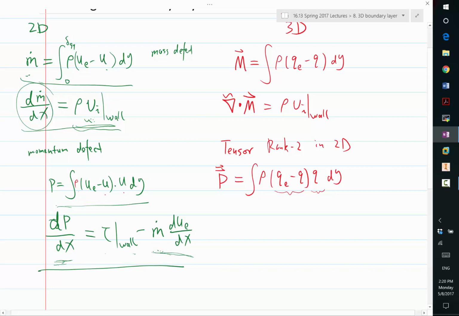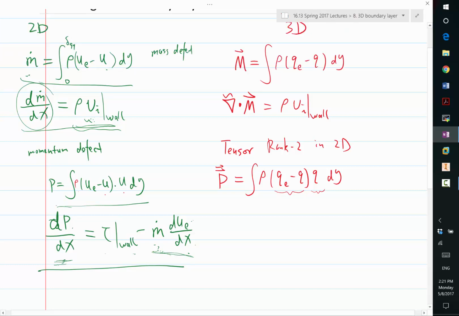And the units are right. I mean, this dU dx, we have a dx here, we have a dx here, and we have a p here. M dot here. The unit difference between p and m is actually u. So I think that's right.